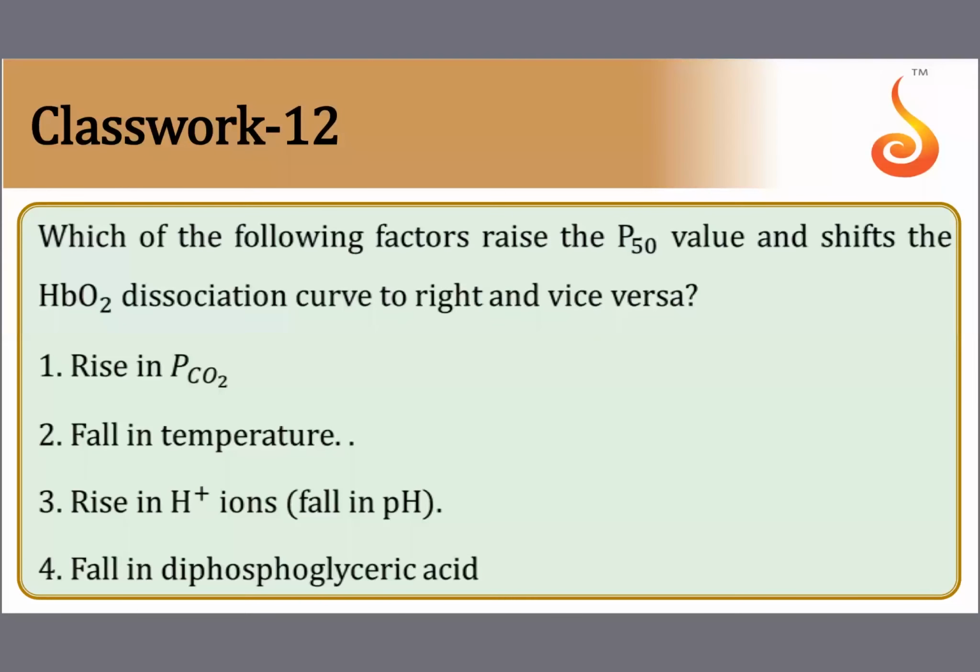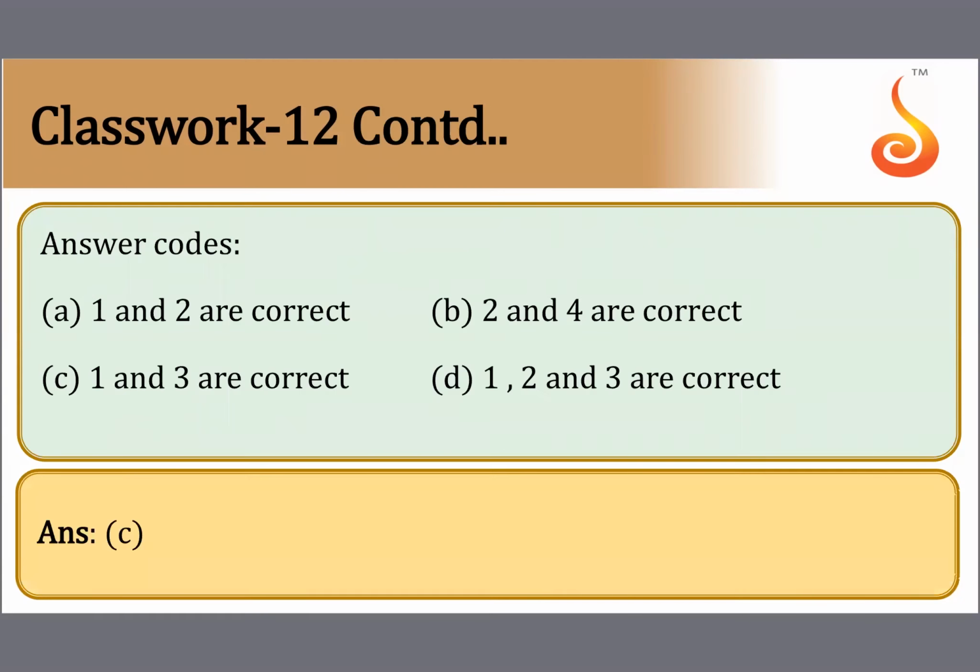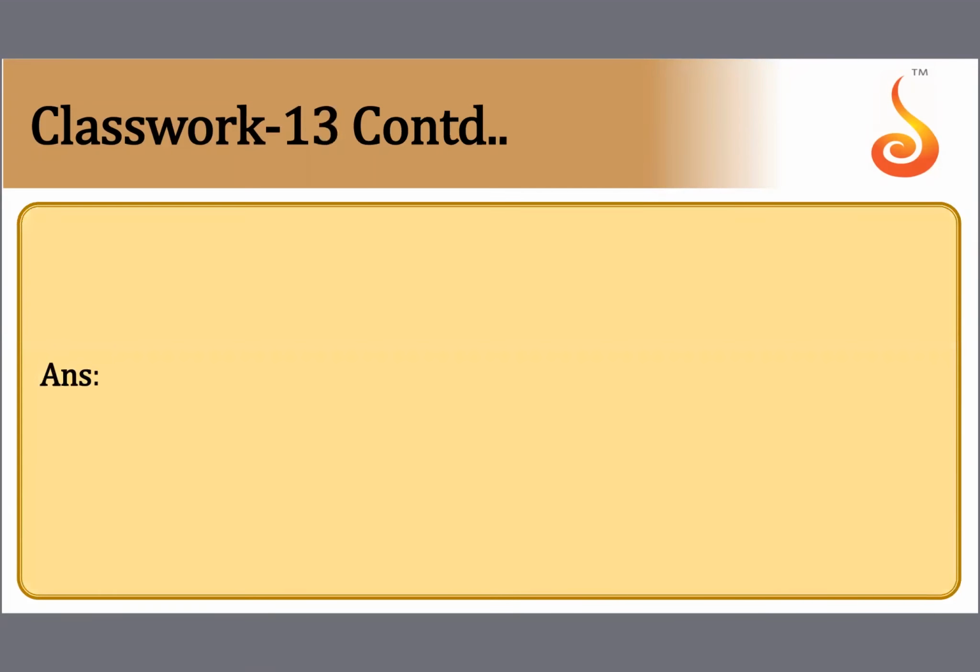Which of the following factors raise the P50 value? P50 means the value of partial pressure of oxygen where the saturation of hemoglobin with oxygen is 50%. So let me find a vacant slide here so that I can explain this also. This is another very routinely asked question, children, about the oxygen dissociation curve.